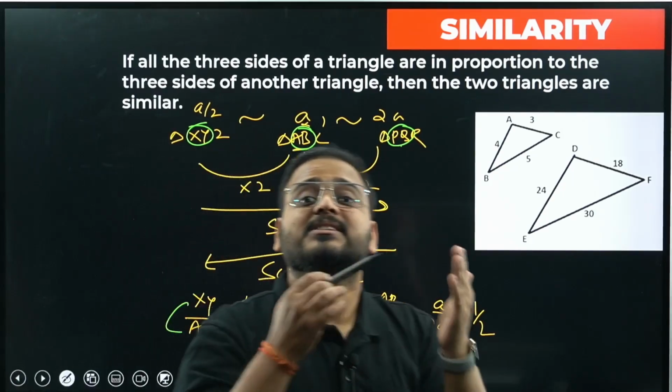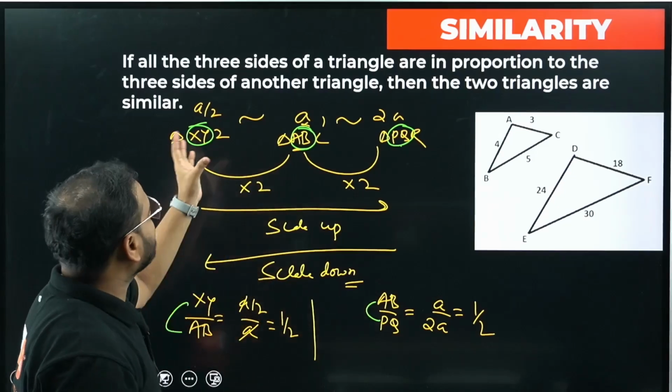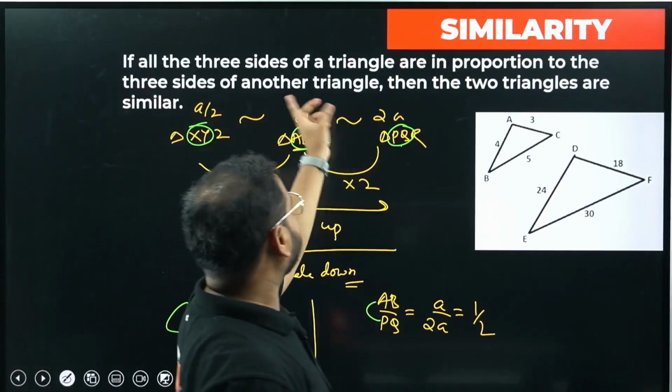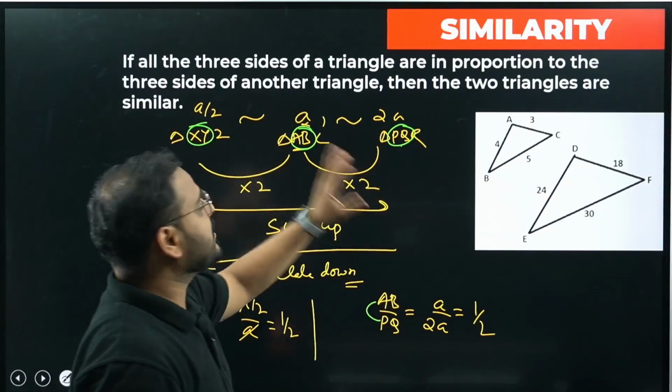The triangles need to be similar, or the same in shape. Clear? Okay, so read the statement. If all three sides of a triangle are in proportion to the three sides of another triangle, we call those triangles similar.